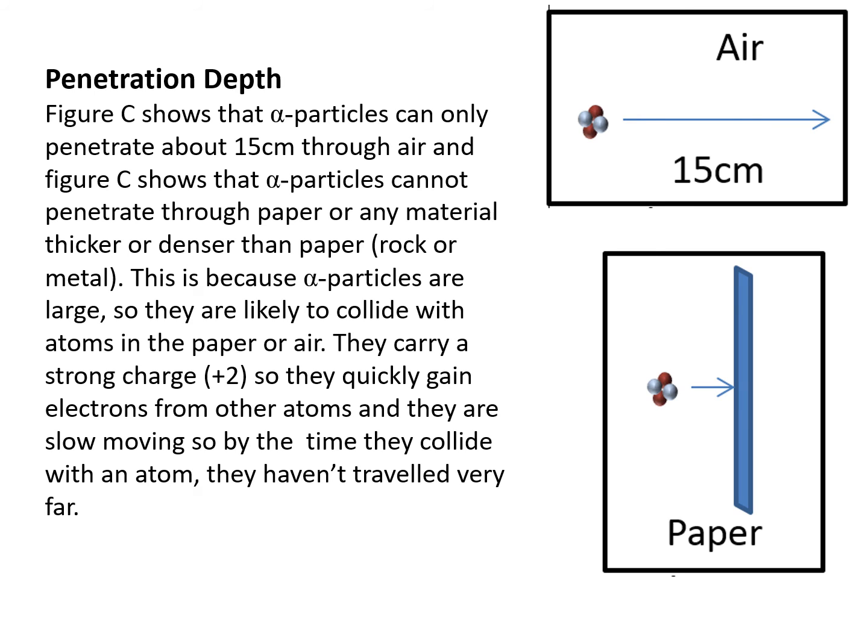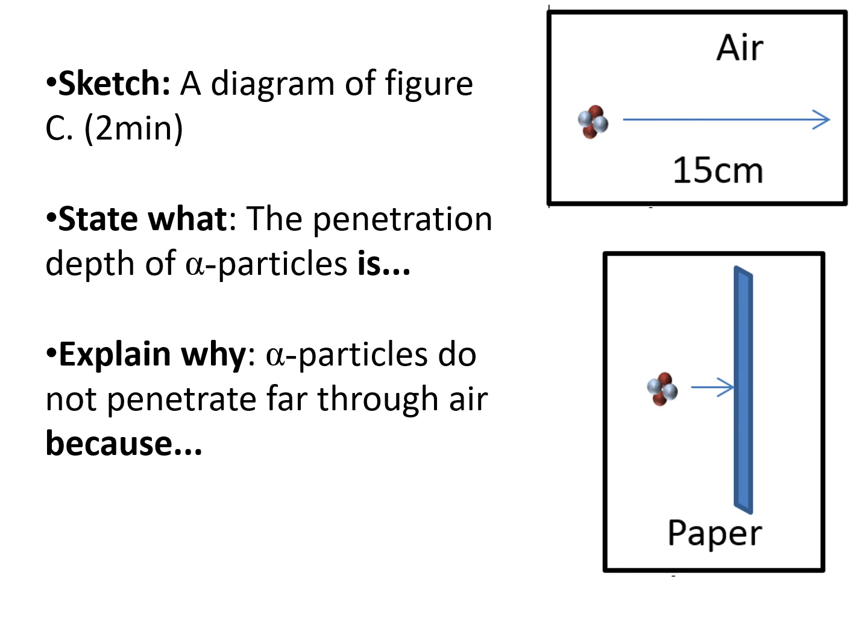Now, when I describe them as slow moving, keep in mind this is slow moving compared to the other two forms of ionizing radiation. They do actually travel extremely fast compared to the molecules in the air, but just slower than beta and significantly slower than gamma. Sketch a diagram of these figures. State what the penetration depth of alpha particles is, and explain why alpha particles do not penetrate far through air.